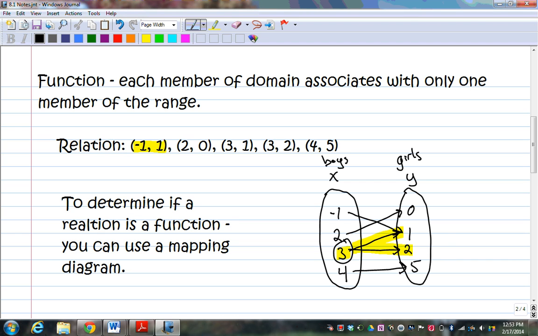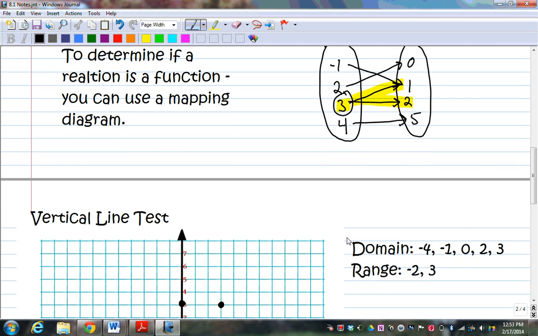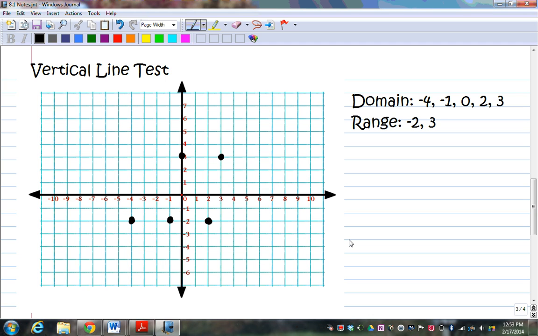Now, I know some people say, well, what about girls? Can they go with multiple guys? Well, let's not go down that road. That's just a way to remember relations and functions, okay? Boys and girls.